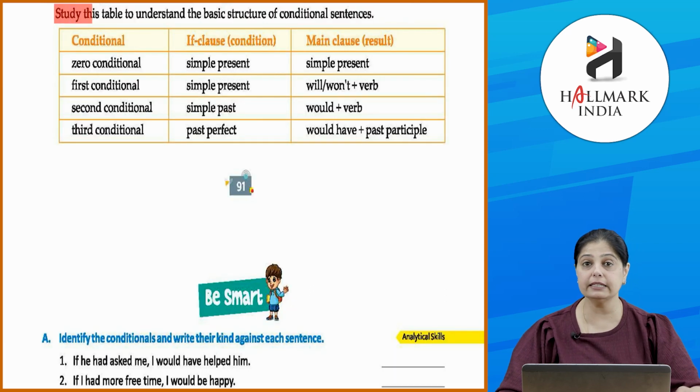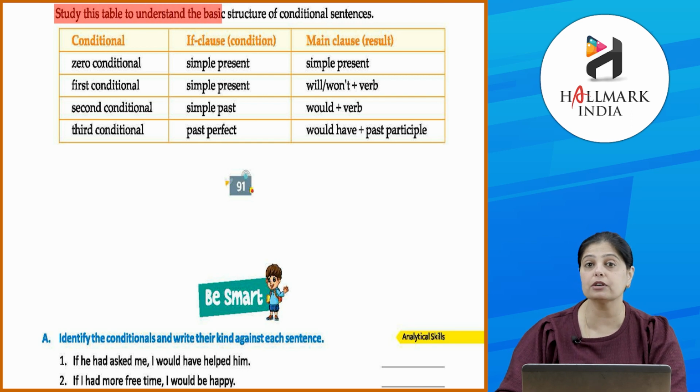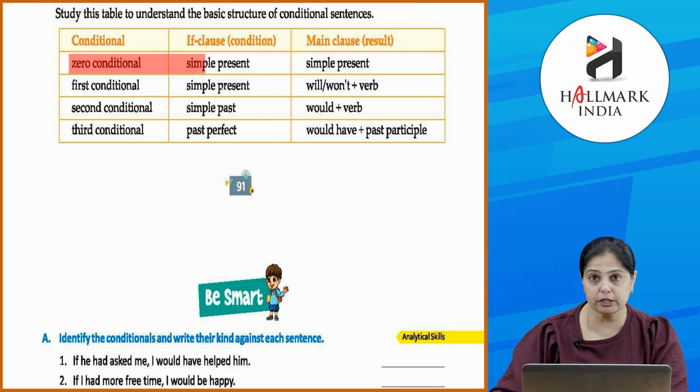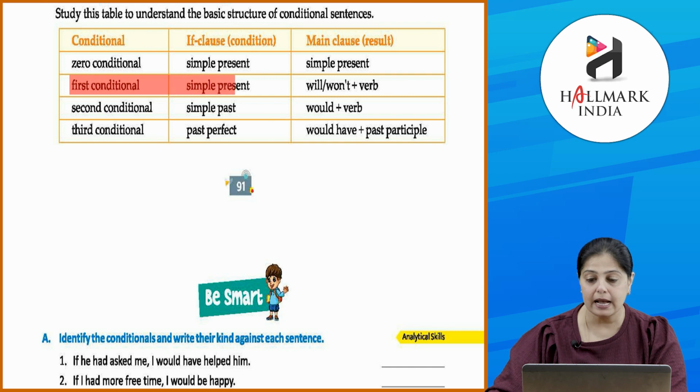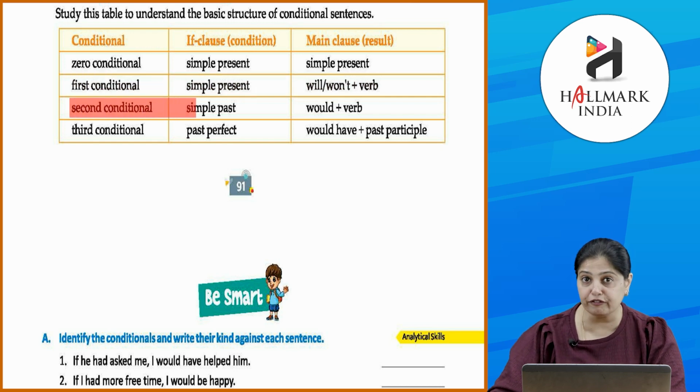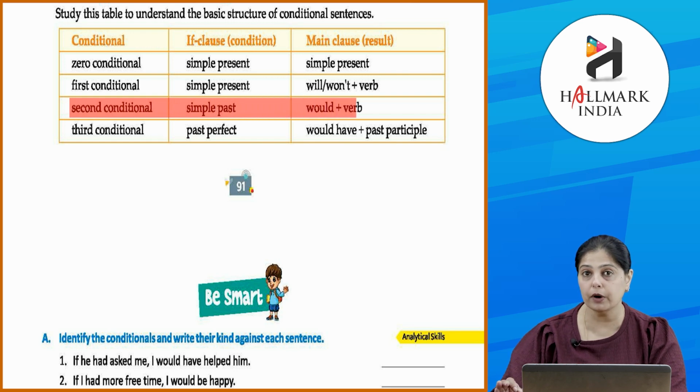So now let's study the table to understand the basic structure of conditional sentences. Okay, so in zero conditional, there is simple present in the if clause and simple present in the main clause. First conditional has simple present in the if clause and will or won't plus verb in the main clause. Second conditional has simple past in the if clause and would plus verb in the main clause.